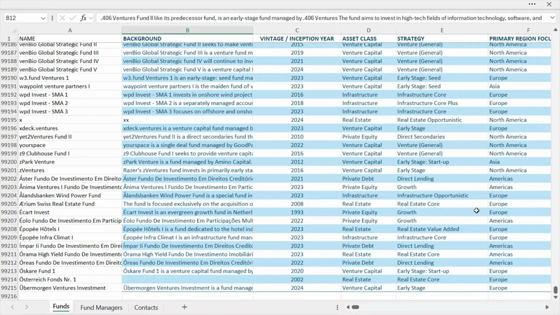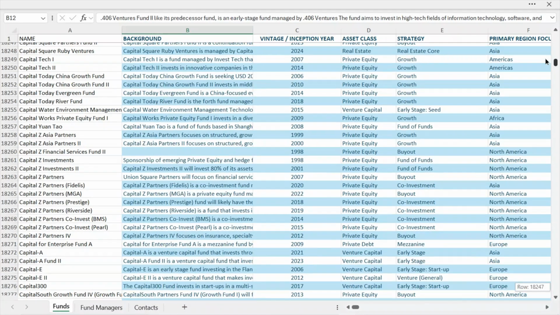Okay, so now we're on the master spreadsheet part. We're going to get into the Middle East part of it coming up, but I want to show you where it all starts. So you can see at the bottom here we've got 99,215. Those are the amount of funds that are a part of this database.